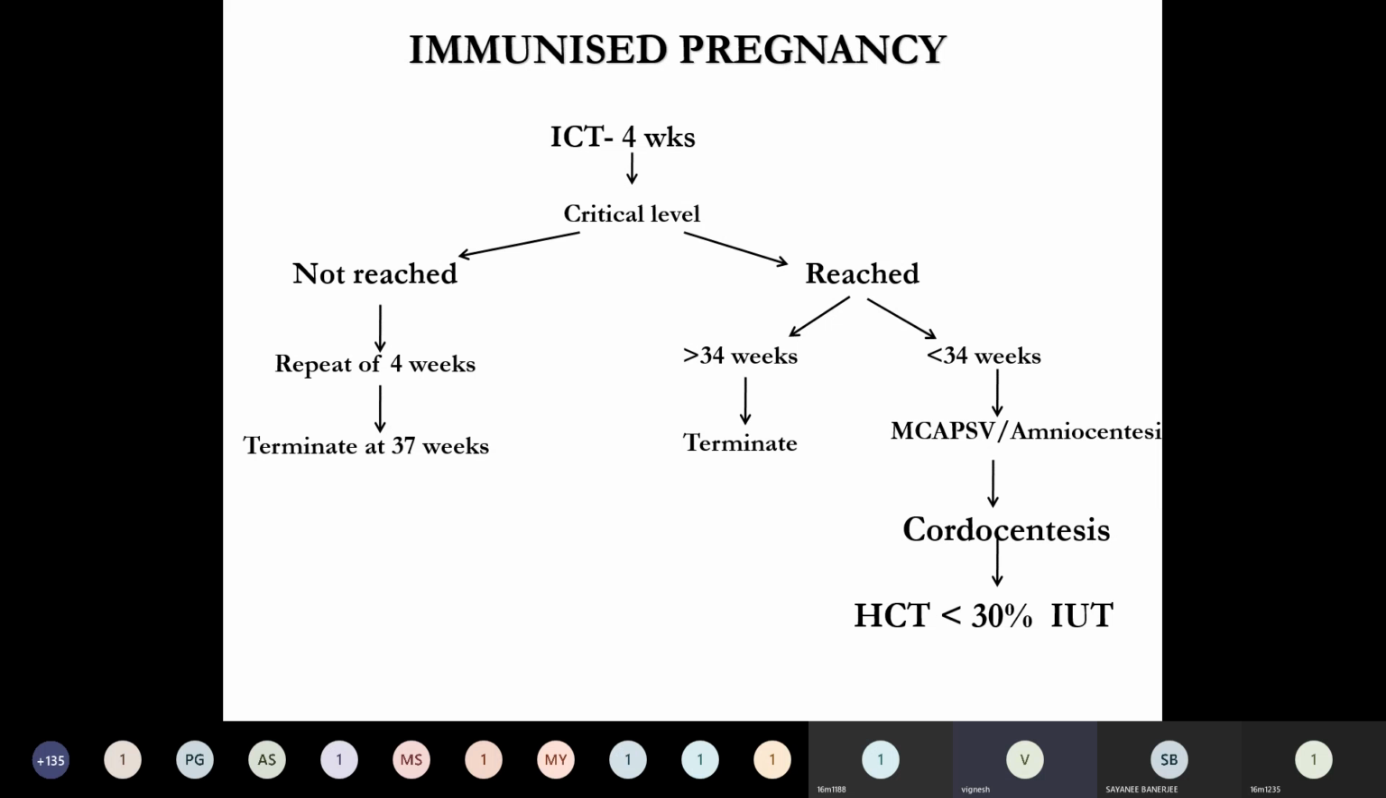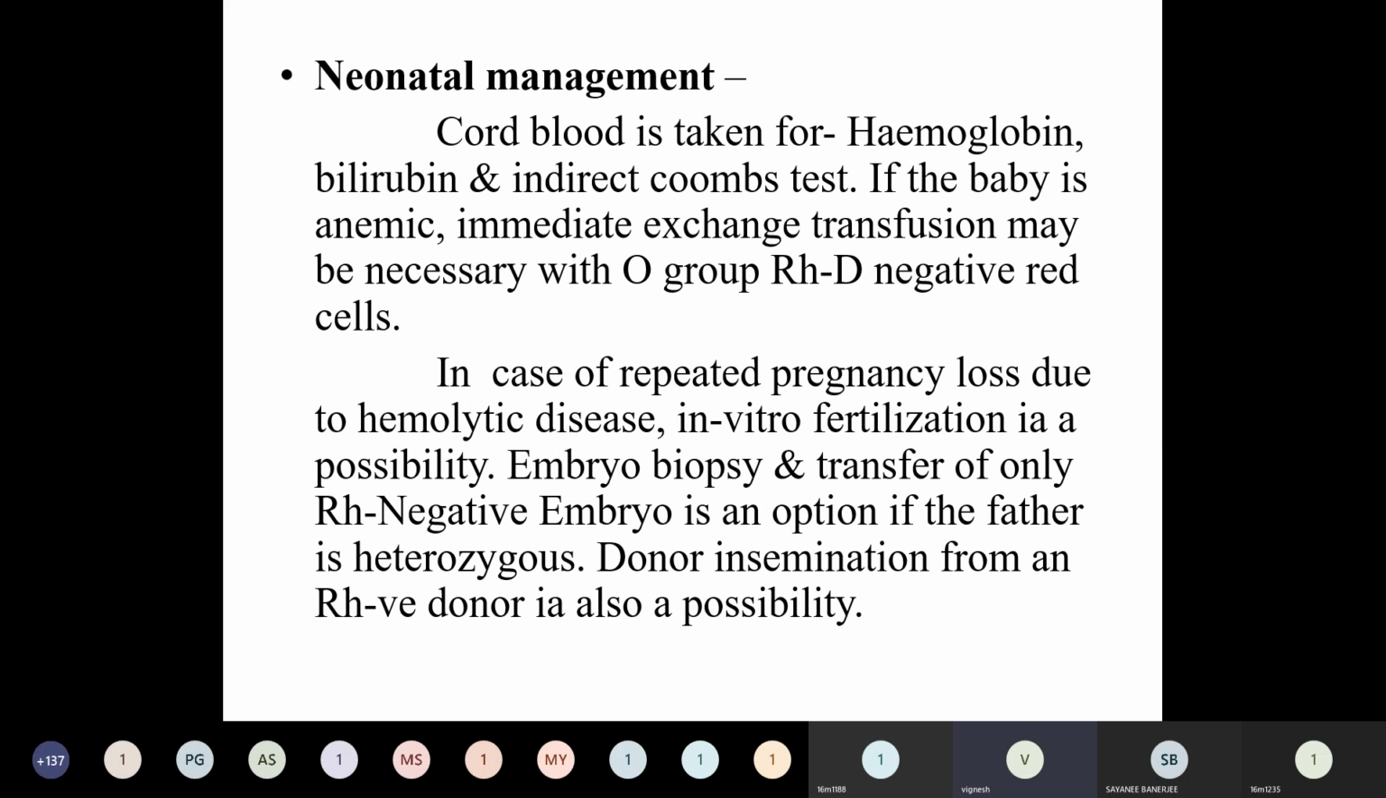Immunized pregnancy, ICT positive, repeat. What is the critical value? That is 1 in 16. If not reached, repeat every 4 weeks and terminate at 37. If the critical value is reached, that is 1 in 16 and above, and the fetus is more than 34 weeks, you terminate. If it is less than 34 weeks, as I told you, do the MCA PSV or amniocentesis, then do a cordocentesis and plan for intravascular transfusion. If the hematocrit is less than 30%, you consider intrauterine transfusion. So this is regarding how you deliver an immunized woman.